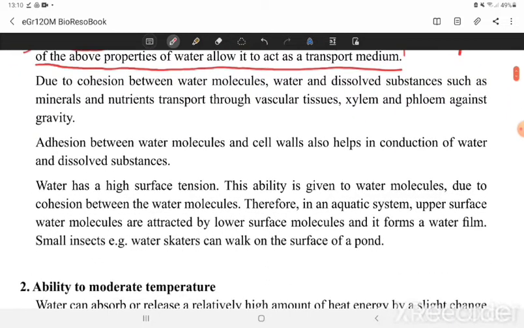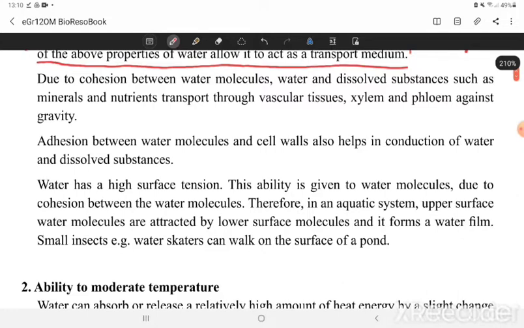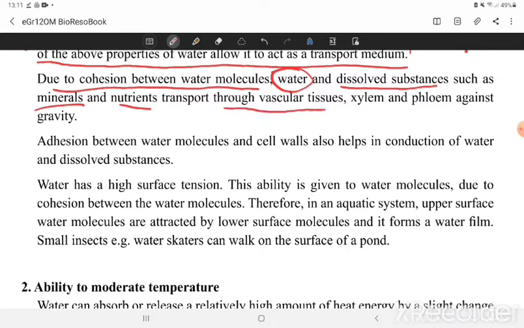Due to the cohesion between water molecules, water and the dissolved substances such as minerals and nutrients transport through the vascular tissues, xylem and the phloem, against gravity. Not only water, but also the dissolved substances such as minerals and nutrients.